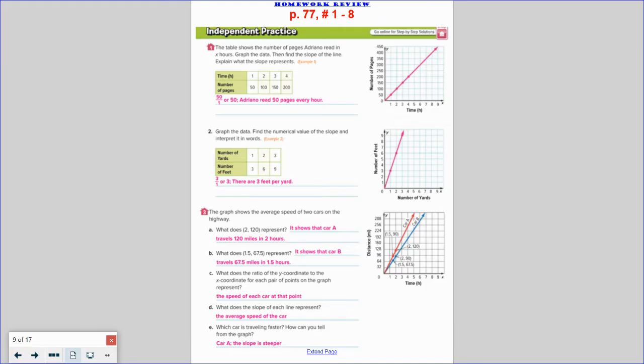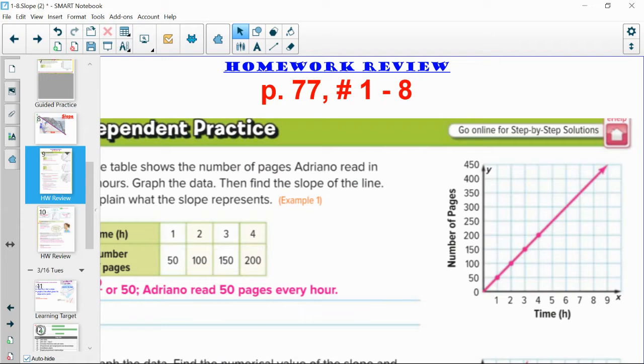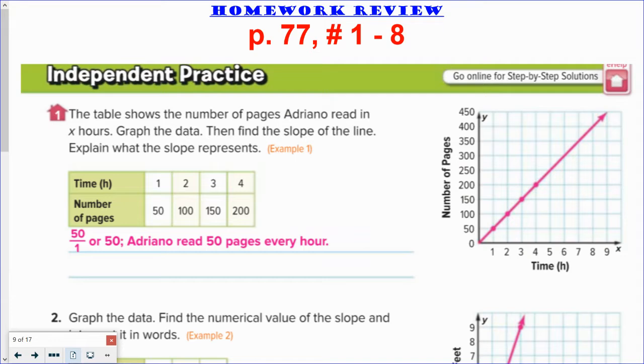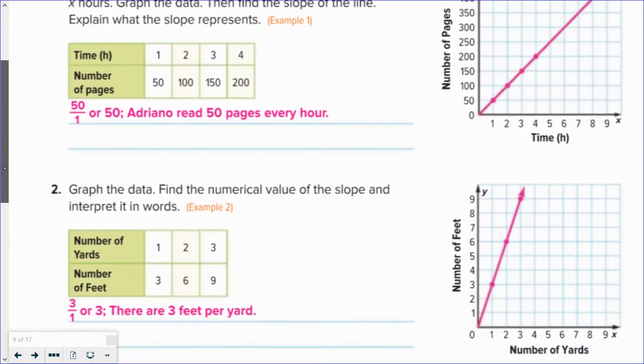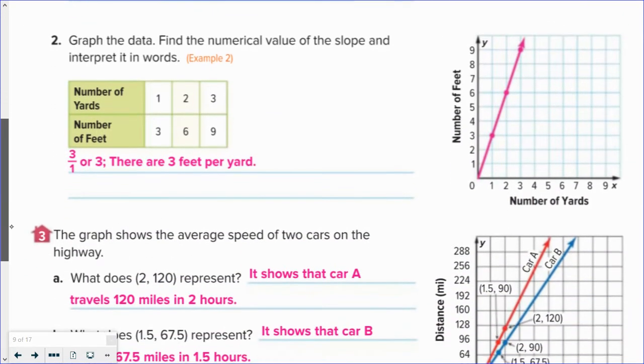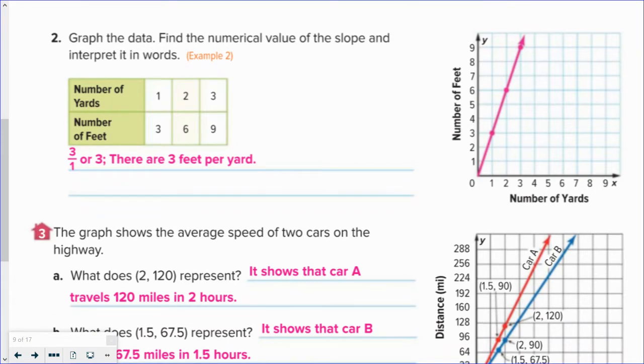That's a little hard to see, so we'll just go full screen. There we go. The first one I did with you in the video yesterday, and we got 50, that Adriano reads 50 pages per hour. Number 2, you should have gotten 3, and that it's 3 feet per yard.